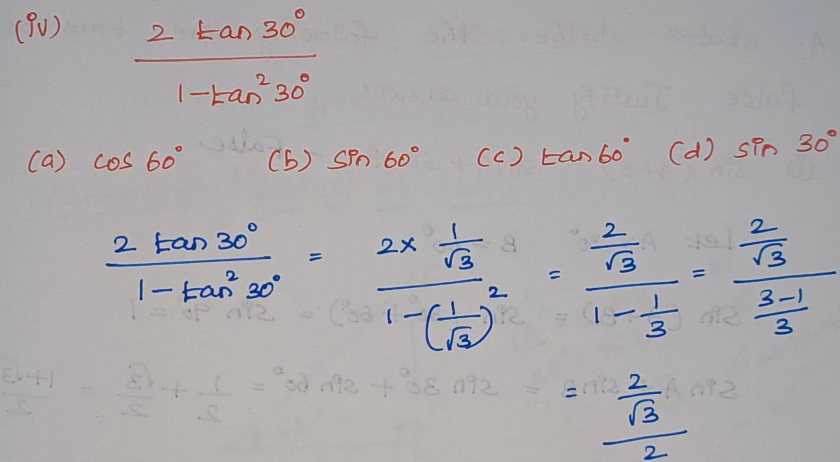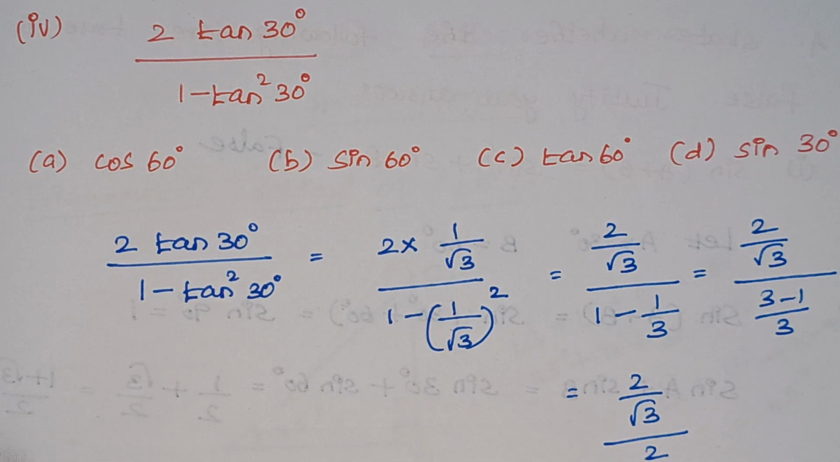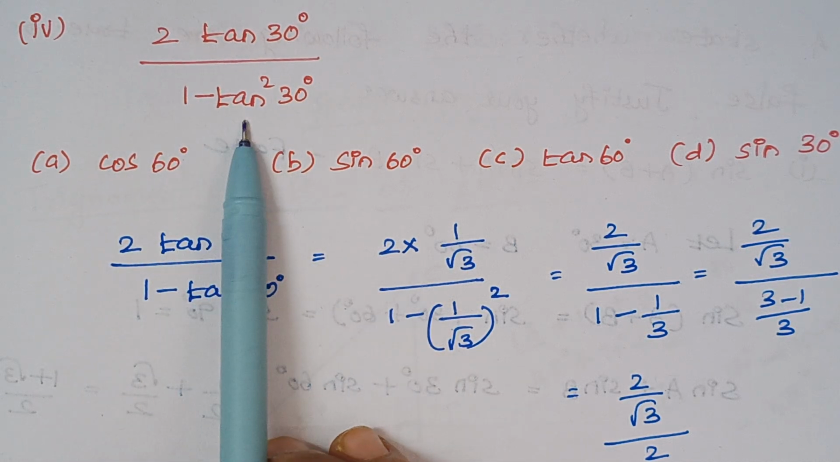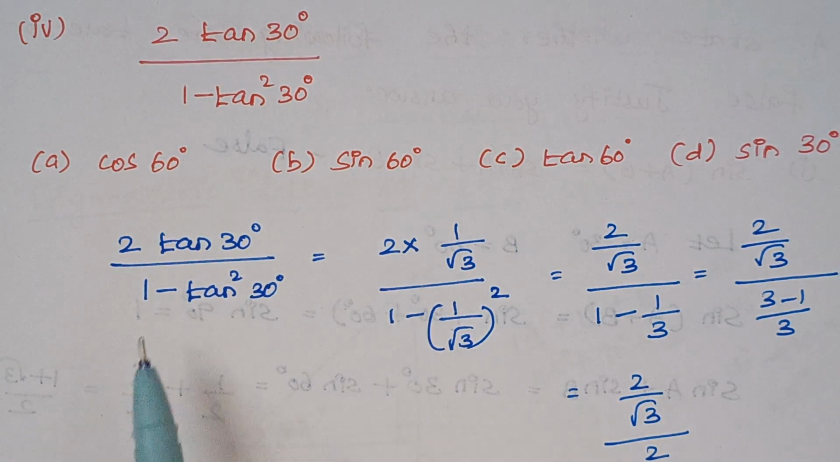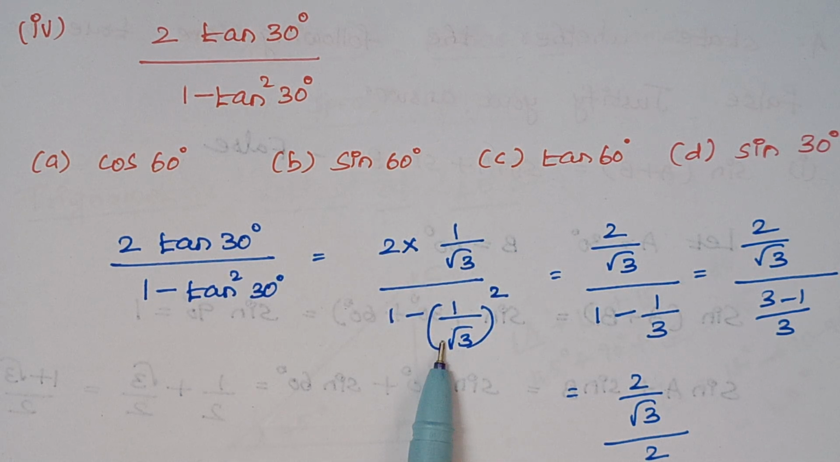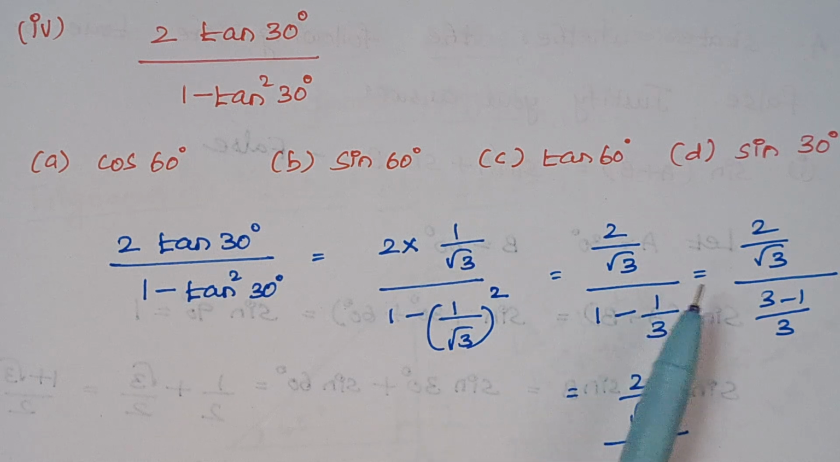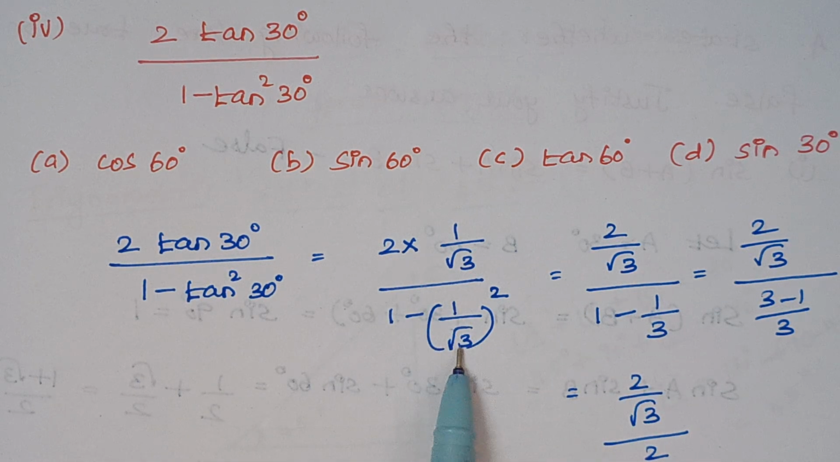So our last part of problem number 2. Here it is 2 tan 30 degrees divided by 1 minus tan square 30 degrees. Again substitute the values. So 2 into 1 by root 3 becomes 2 by root 3, divided by 1 minus (1 by root 3) the whole square, which becomes 1 by 3.